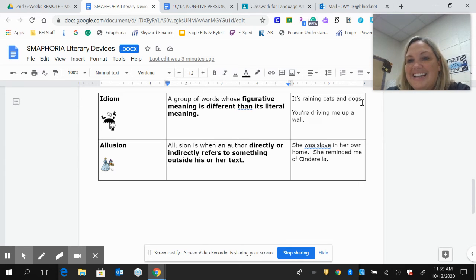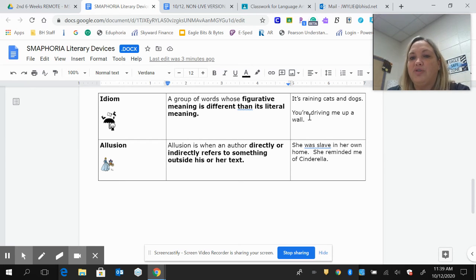Also, it's raining cats and dogs. That means that it's raining really heavily. Instead of someone literally saying it's raining really heavily, they're going to use different words to try to convey that meaning. It's raining cats and dogs. It's raining really hard. It's raining a lot. That's how hard it's raining. That's figurative. It's not really doing that. The literal meaning is it's raining really hard.